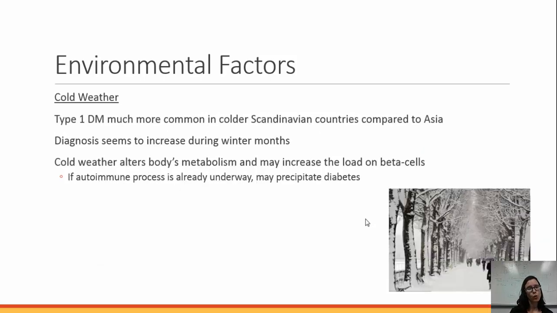Finally we have cold weather, and this is largely epidemiological evidence that demonstrates that this diagnosis is much more common in colder countries, and there are increased diagnoses during cold winter months. The hypothesis is that cold weather alters the body's metabolism, thus increasing stress on the beta cells. If there is already an autoimmune issue underway with the beta cells, it could exacerbate this and precipitate diabetes.